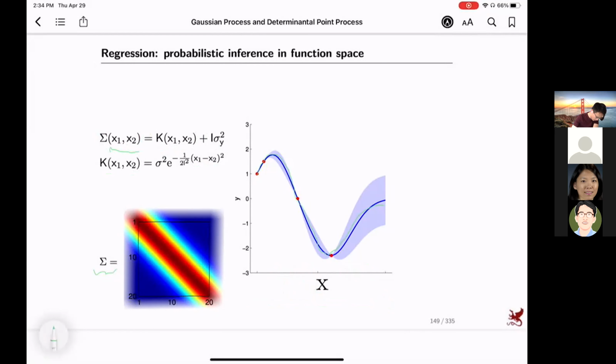Let me draw this again. Let's say we just have 2 points. One is this one, x1, y1, and one is this one, x2, y2. What this tells me is that I try to compute the covariance between y1 and y2. The way I compute it is I plug in x1 and x2, and then according to this formula, I get the covariance between y1 and y2. Is this clear?